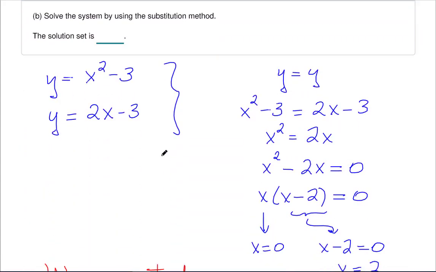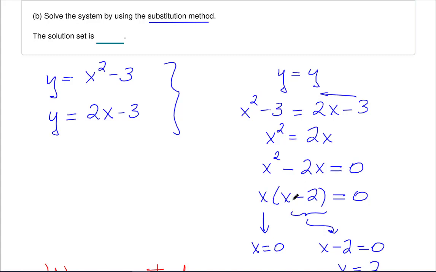All right, so, how do we solve it? We want to solve it by substitution. Well, the easiest way is both of these things are y. Y is y. Well, one of the y's is x squared minus 3. The other y is 2x minus 3. Well, let's get everything on one side. So if I move this minus 3 to the left, it would cancel this one. And now move the 2x to the left, and I notice I get something that's factorable.